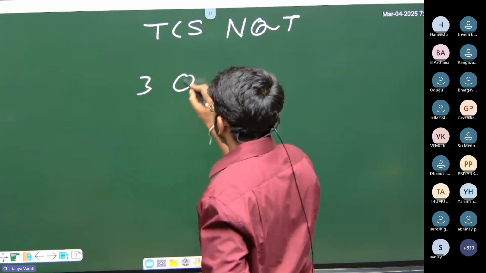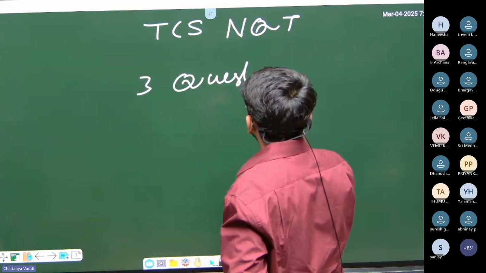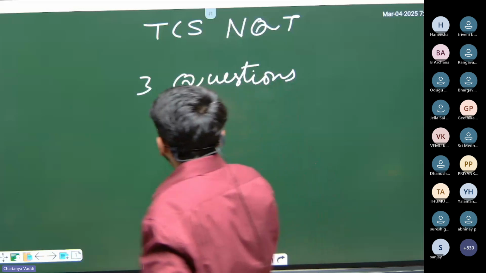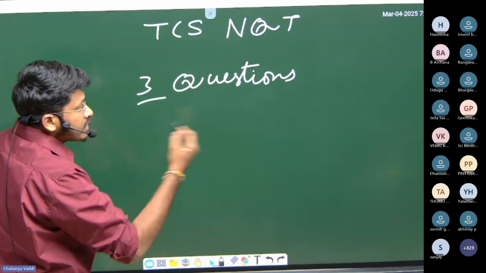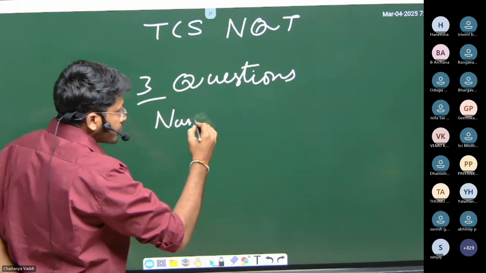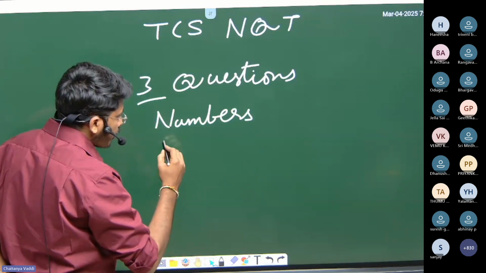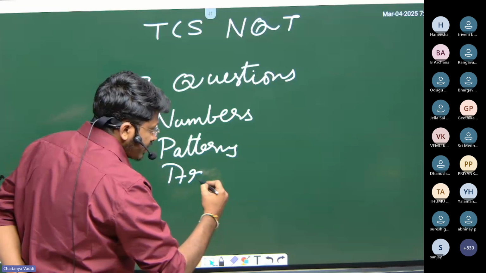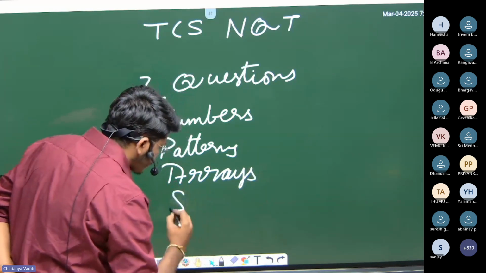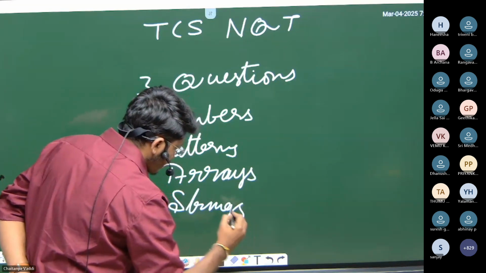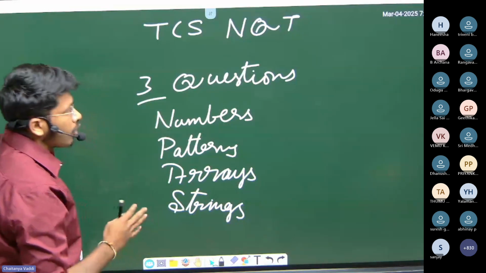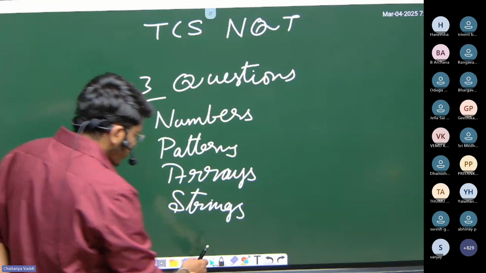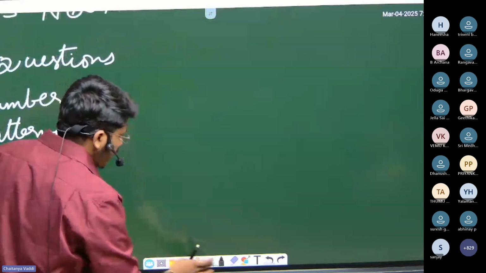We may get 3 questions, right? So these 3 questions, topics that may come are numbers, patterns, arrays, and strings. Okay, so from these 4 different topics, we have a chance of getting these 3 questions, right? So here we come to the numbers part.